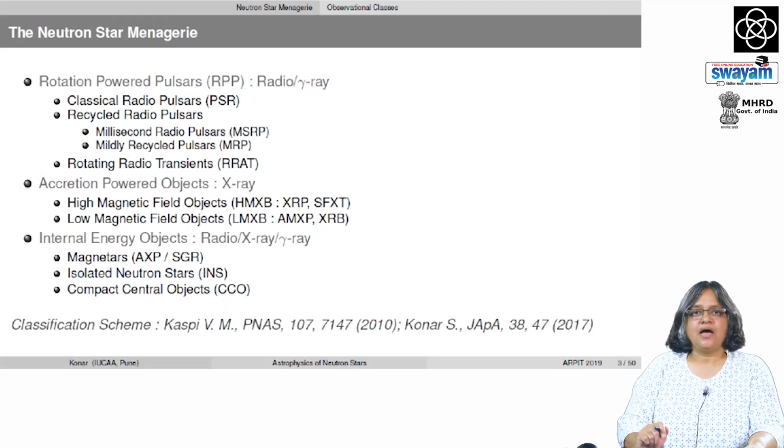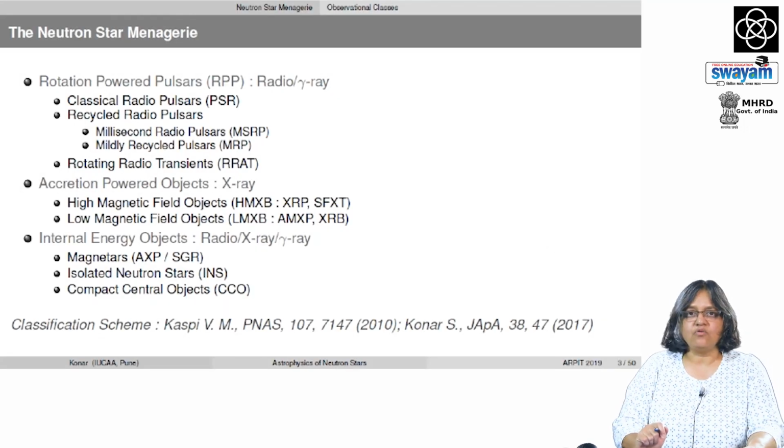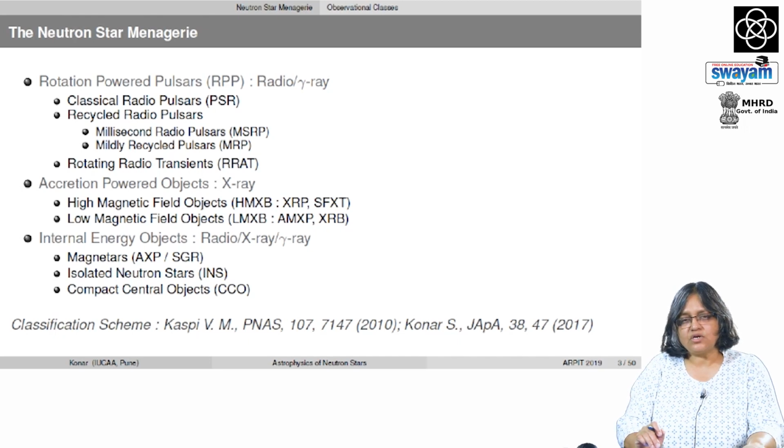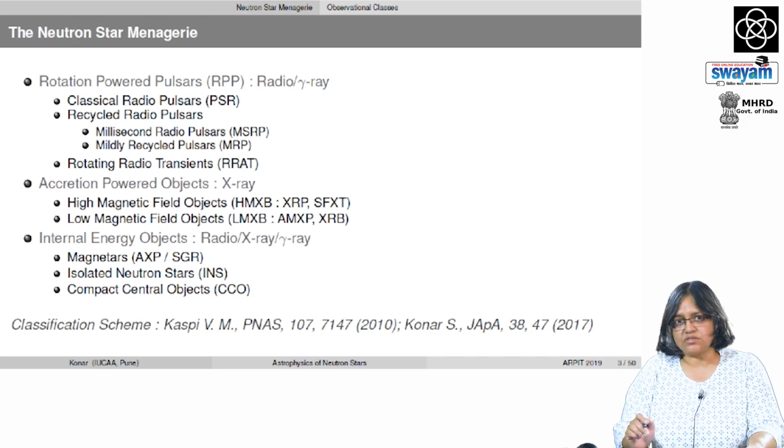So, here is a classification of neutron star classes. You have already seen that there are a large number of observational classes. So, we have tried to classify them in order to understand the physics better. Now, this classification basically depends on the process of energy generation in these neutron stars.